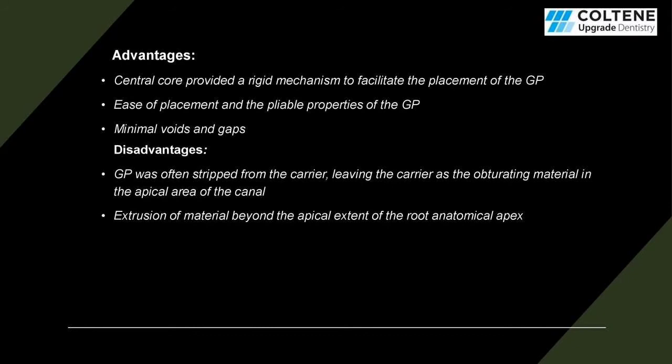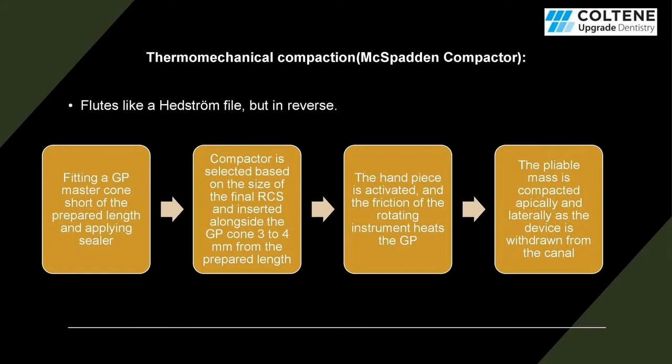Next is thermomechanical compaction. The instrument used is the McSpadden compactor, and it is used with an engine. The basic process is that after the canal has been prepared and the master cone has been inserted, the compactor is inserted on the side of the master cone, and the engine is started. This rapid movement of the file in the canal generates heat. It makes the GP pliable and compactable, and hence it is pushed apically and laterally to fill the canal.